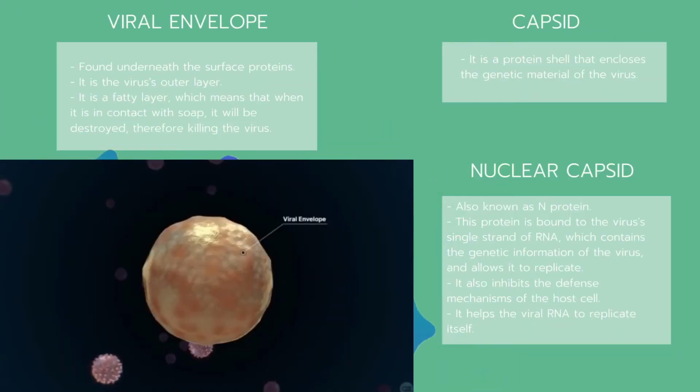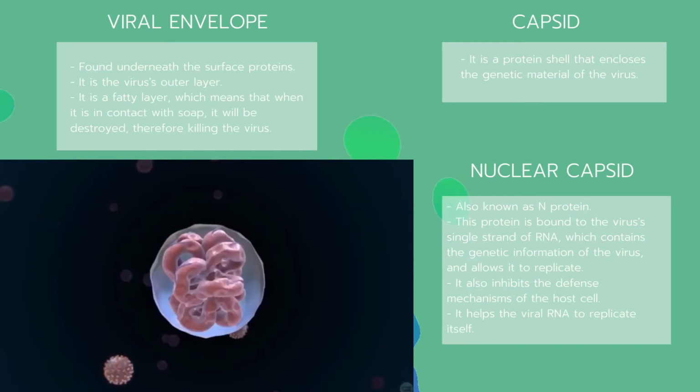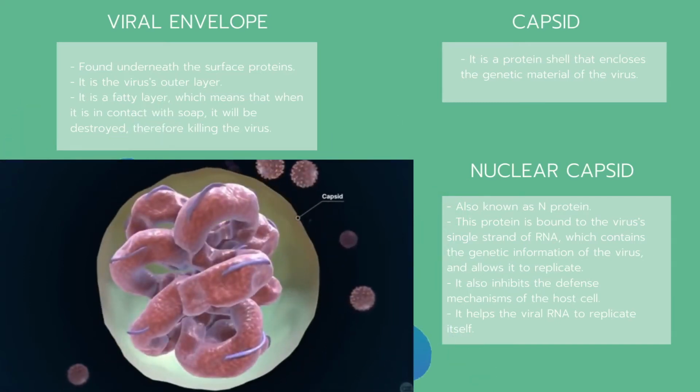Then we have the viral envelope. It is found underneath the surface proteins, it is the virus outer layer, and it is a fatty layer, which means that when it is in contact with soap, it will be destroyed, therefore killing the virus. Then, the capsid, which is a protein shell that encloses the genetic material of the virus.